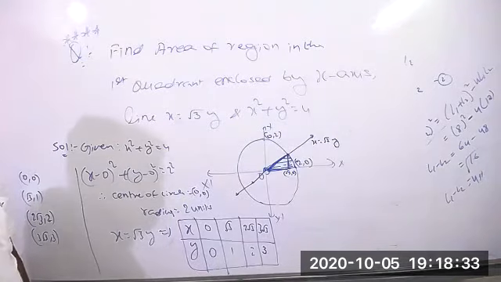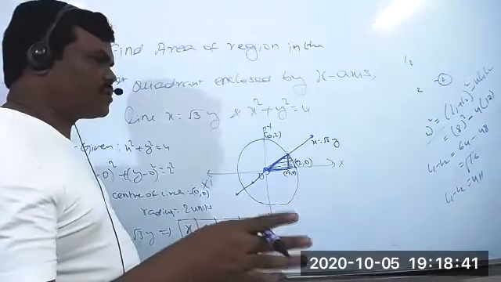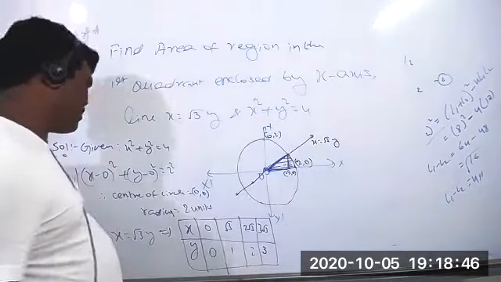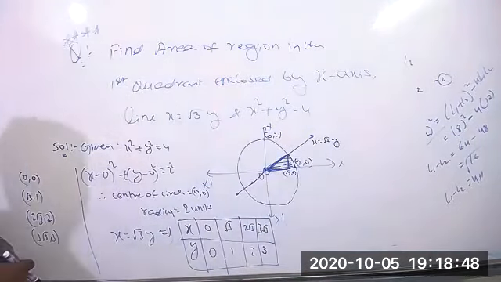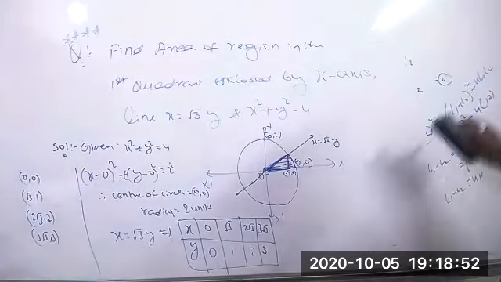I didn't understand how did you take (root 3, 0)? Generally, if you take a graph sheet you will get it clearly, or else you can solve the line and circle. Once you solve the circle and the line, you get more clarity regarding that.